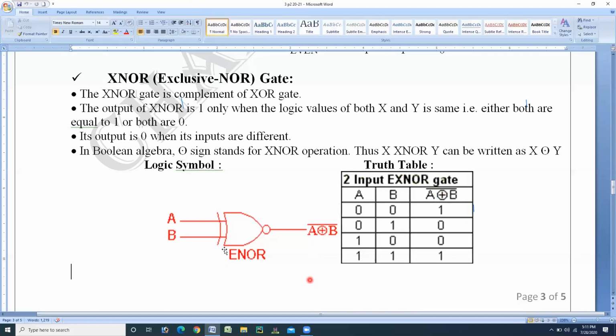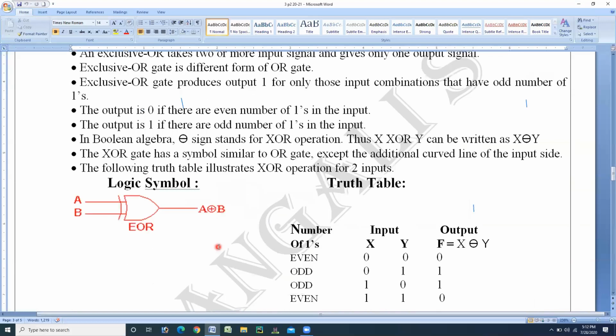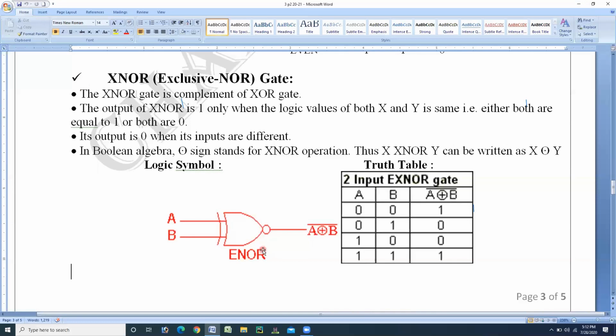So, see here, one input you can check out. A is 0, B is 0. If it is given for OR gate, then it becomes 0 only. But in this exclusive OR, if both are 0, output is 0. Right? This part is over. That 0 is input for this NOT gate. Then 0 becomes 1. That's why the output is 1.